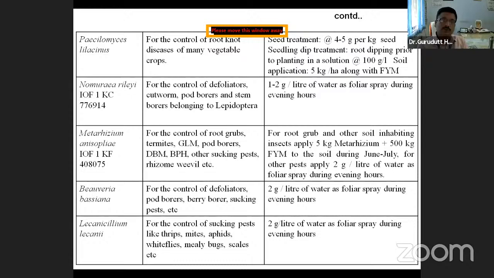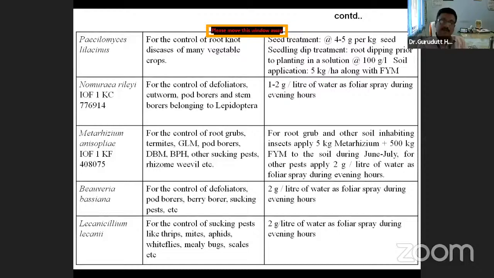Similarly, the novel bionematicide, that is Paecilomyces, now Purpureocillium lilacinus, is being produced in our institute to manage most of the nematodes, especially the root knot nematodes, which are widely seen in most of the crops, including the plantations. This is also being used in seed treatment, seedling dip, and various other applications time and again, based on the nematode population. We are advocating this Paecilomyces lilacinus for the management of nematodes.